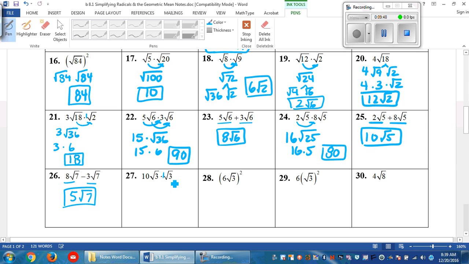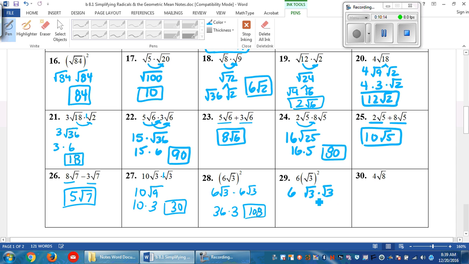There's a 1 in front of this root 3, so that's 10 times root 9, which becomes 3. 10 times 3, 30. There's 6 root 3 times 6 root 3. So that's 36 times 3, which is 108. There's a difference. The 6 is not being multiplied twice. So it's 6, and then it's root 3 times root 3. So that becomes 3 times 6, which is 18.